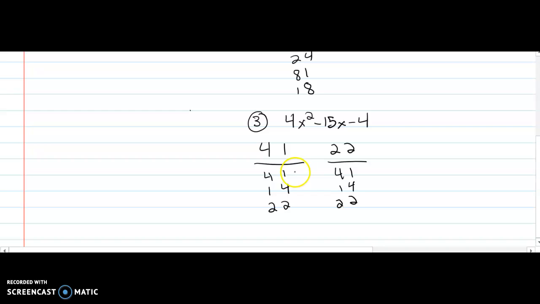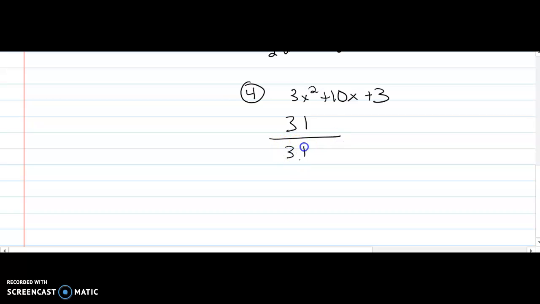We'll start with the 4 and 1. I get 4 and 4 here. 16 and 1. All right, there it is right there. If I make this a negative, when I add those together, I get a negative 15, which is what I want. If I make this 16 negative, I have to make this 4 negative because that's where I got it from. There's my combination. 4x plus 1 and x minus 4.